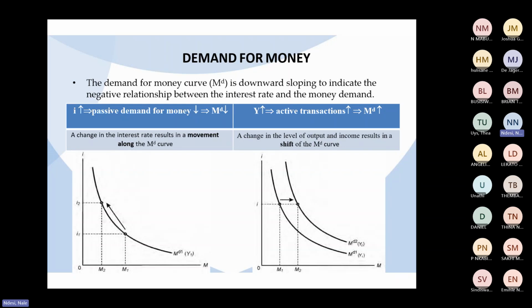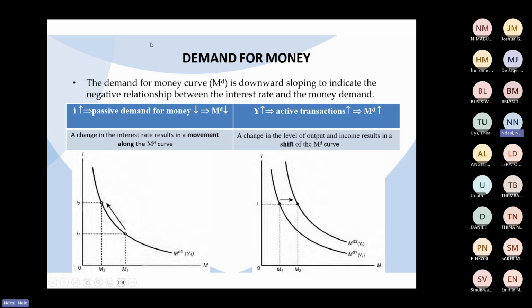So the demand for money, which is MD on the graph on the left, represents the change in the interest rate. Basically, in terms of the chain of events, we have established that an increase in the interest rate will decrease the passive demand for money, and also decrease the demand for money. We can represent this in this graph.